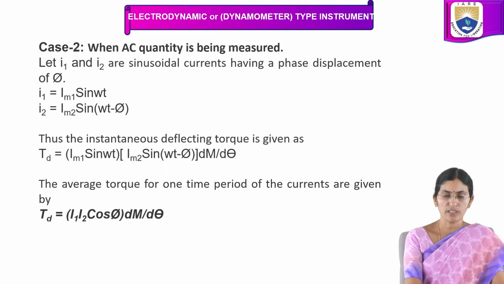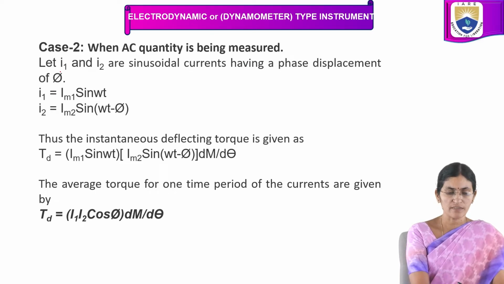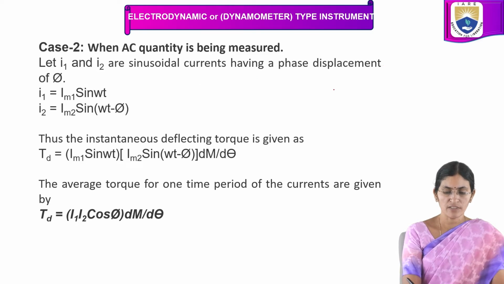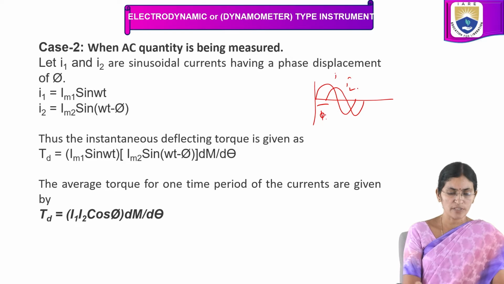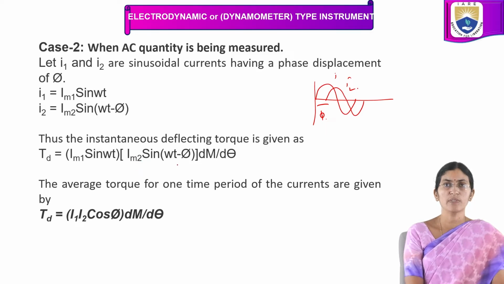When an AC quantity is to be measured, we have to consider the instantaneous values. Let I1, I2 be sinusoidal currents having a phase displacement of phi. Let this be current I1, let this be current I2. So they have a phase displacement of phi. Let I1 be represented by the equation Im1 sin omega t, and I2 by Im2 sin of omega t minus phi. So we can write the instantaneous value of deflecting torque as Td equal to Im1 sin omega t into Im2 sin of omega t minus phi dM by d theta.